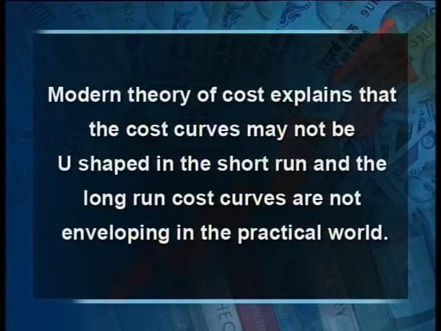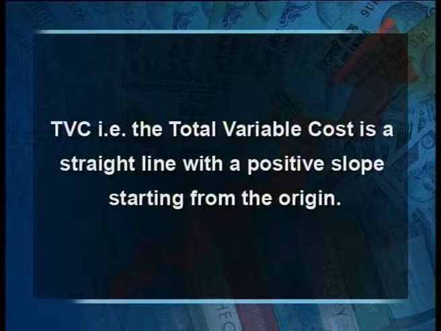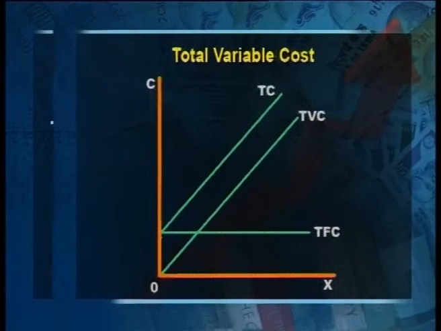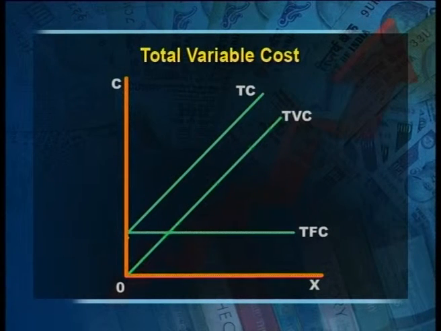Modern theory of cost explains that the cost curves may not be U-shaped in the short run, and the long run cost curves are not enveloping in the practical world. Let's now understand the basic logic behind this. According to modern theorists, TVC, that is the total variable cost, is a straight line with a positive slope starting from the origin. Look at the TVC curve in the graph.